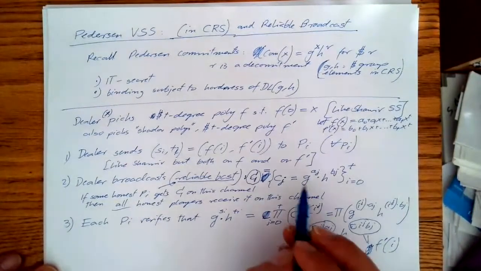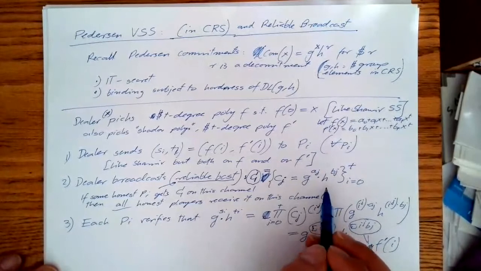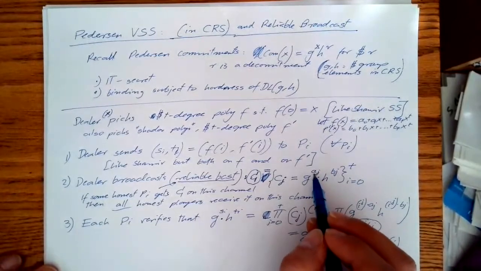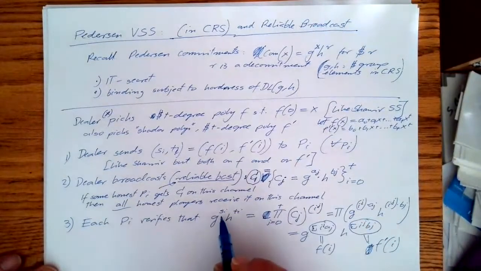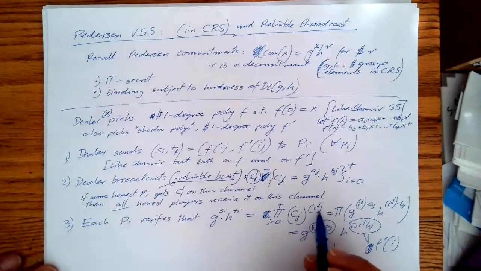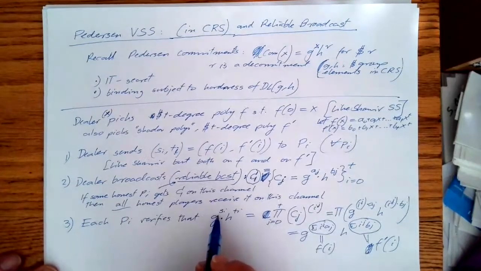And by additive homomorphism of Pedersen commitment, given the Pedersen commitments to the Ajs, you can compute a Pedersen commitment to the sum of the Ajs, which is your share. Okay, so it's the Ajs shifted by these coefficients, but otherwise it's just a sum. So it's a weighted sum. Okay, so that's what you use here.